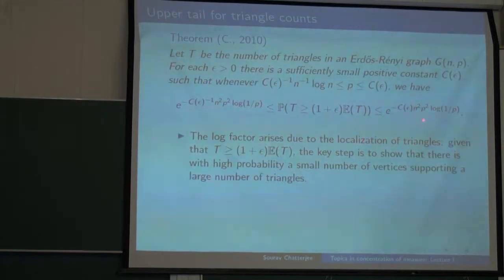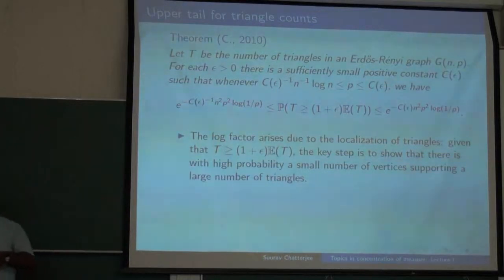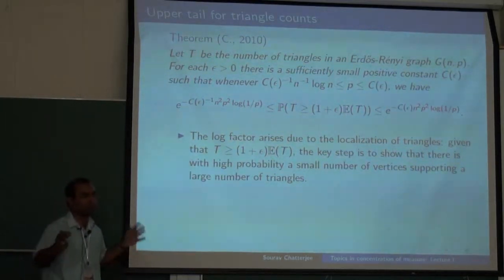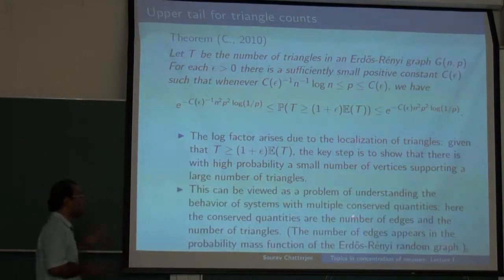The upper bound without the log was proved using, one of the proofs was using martingales, and it did not look at localization. So this log comes in because of what I call localization of triangles. All these extra triangles, they come from some very localized region in the graph. They are not spread out everywhere. So this localization happens, and I'll get into more details.